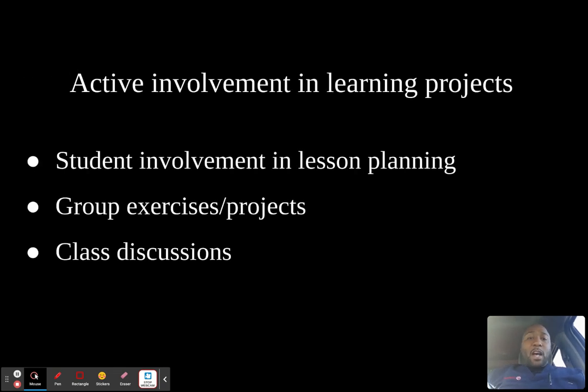Also, active involvement in the learning projects. So, student involvement in the lesson planning, group exercises, and projects and class discussions. This is just another way to involve the kids in the holistic approach of the education projects process.